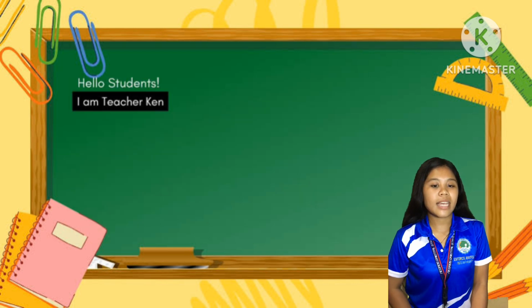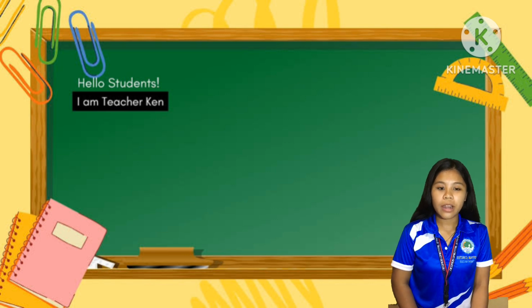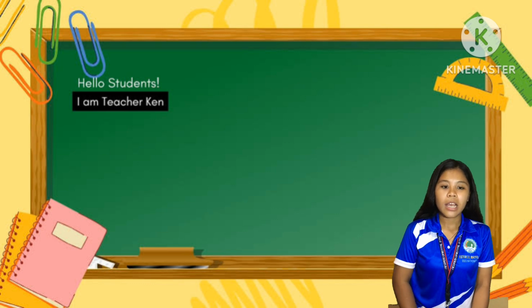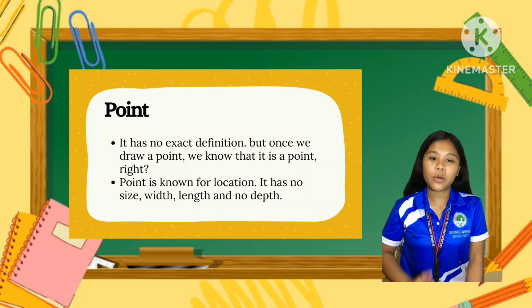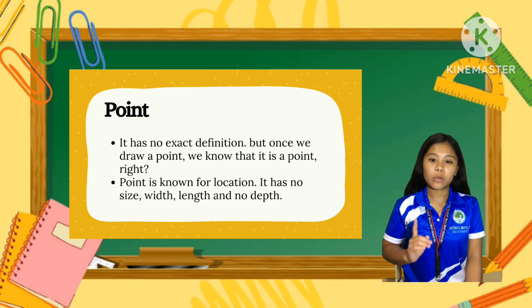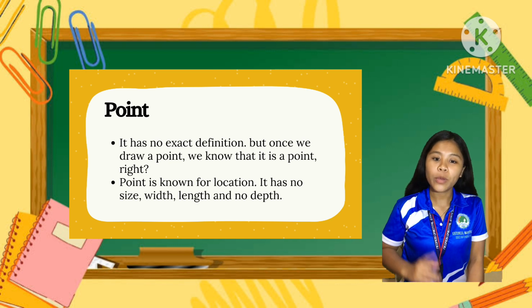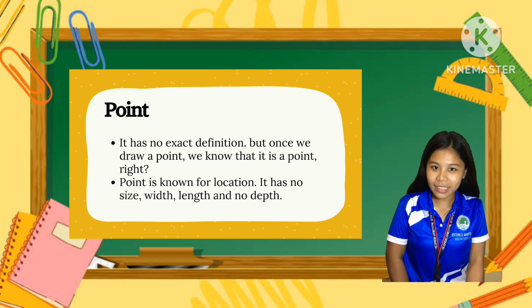So there are three types of undefined terms. First, points. Second, lines. And the last one is planes. When we say point, it has no exact definition. But once we draw a point, we know that it is a point, right?